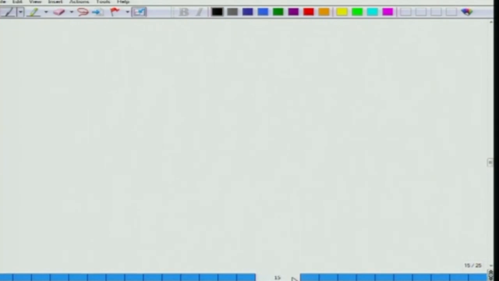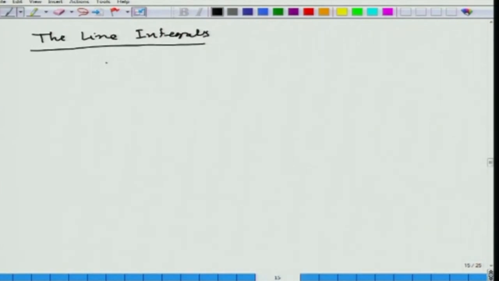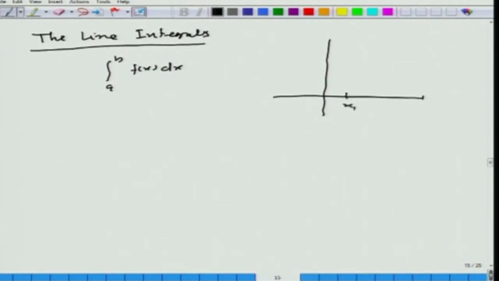The next concept is the line integral. Here we have seen integrals of this kind, a to b f(x) dx. So, this is the simple case where we have a certain interval a, b on the x axis, and this function f is given over this interval, and in the sense of Riemann we can define this integral from a to b provided f is a piecewise smooth function.